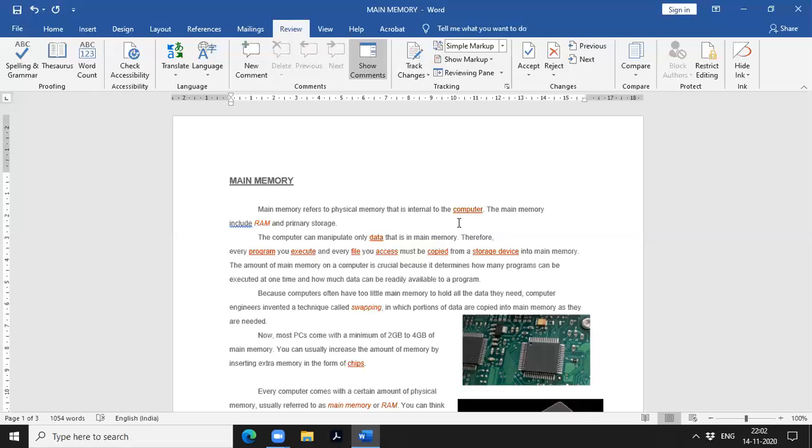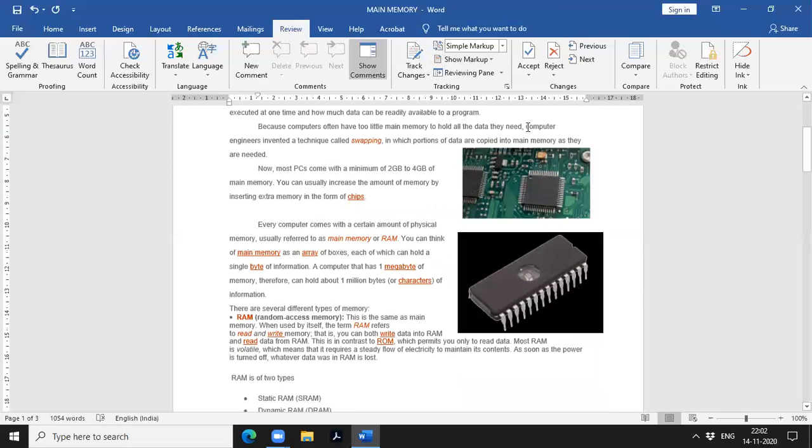Most PCs come with a minimum of 2 GB to 4 GB of main memory. You can usually increase the amount of memory by inserting extra memory in the form of chips. So this is an example of a ROM chip, that is read only memory. Every computer comes with a certain amount of physical memory, usually referred to as main memory or RAM.